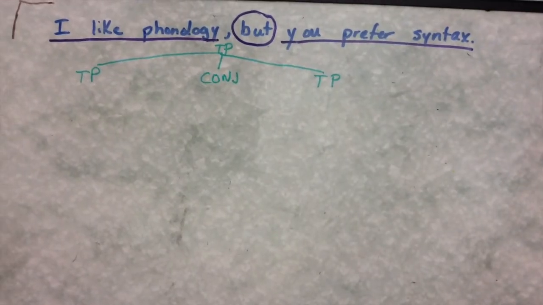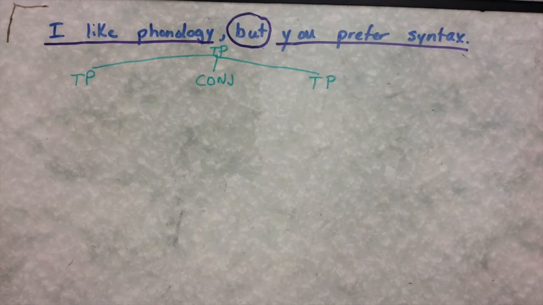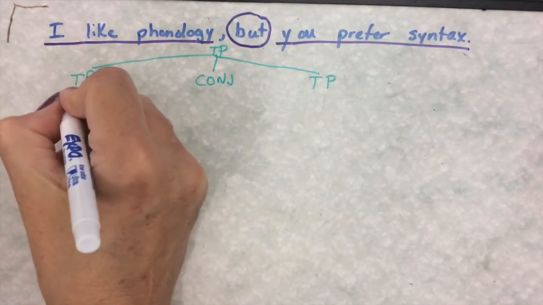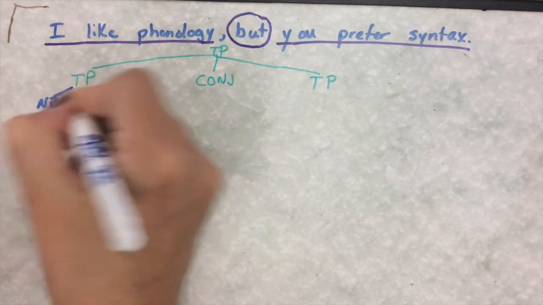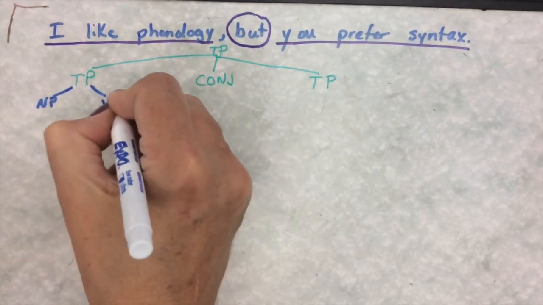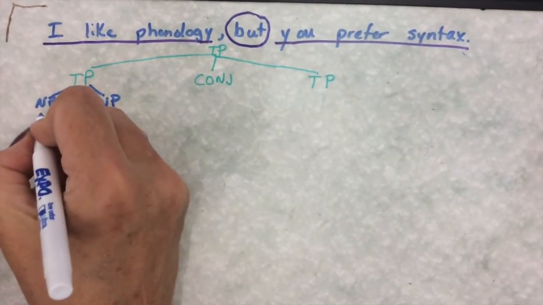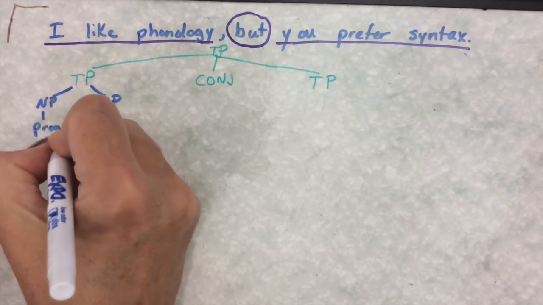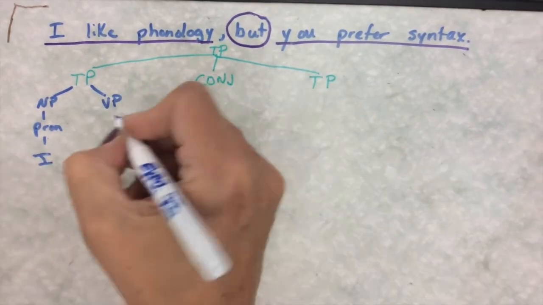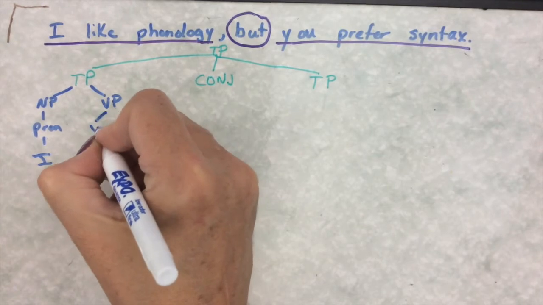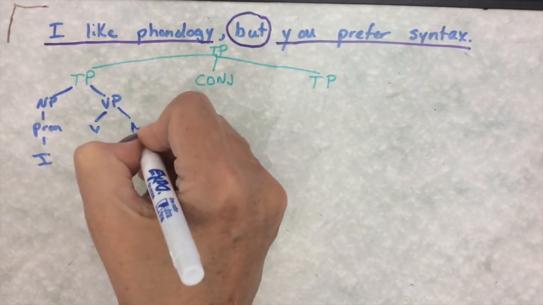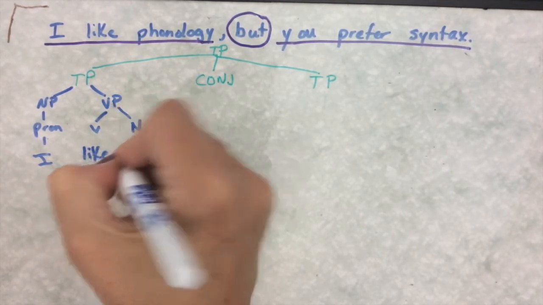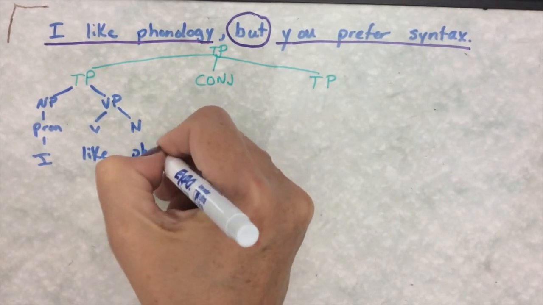Here's another example. I like phonology, but you prefer syntax. We have two complete sentences joined with a conjunction. So we have sentence, which is a noun phrase, verb phrase. I'm ignoring tense for this example. And we have a pronoun, I, and we have the verb phrase, which is the verb, and the noun, like phonology.